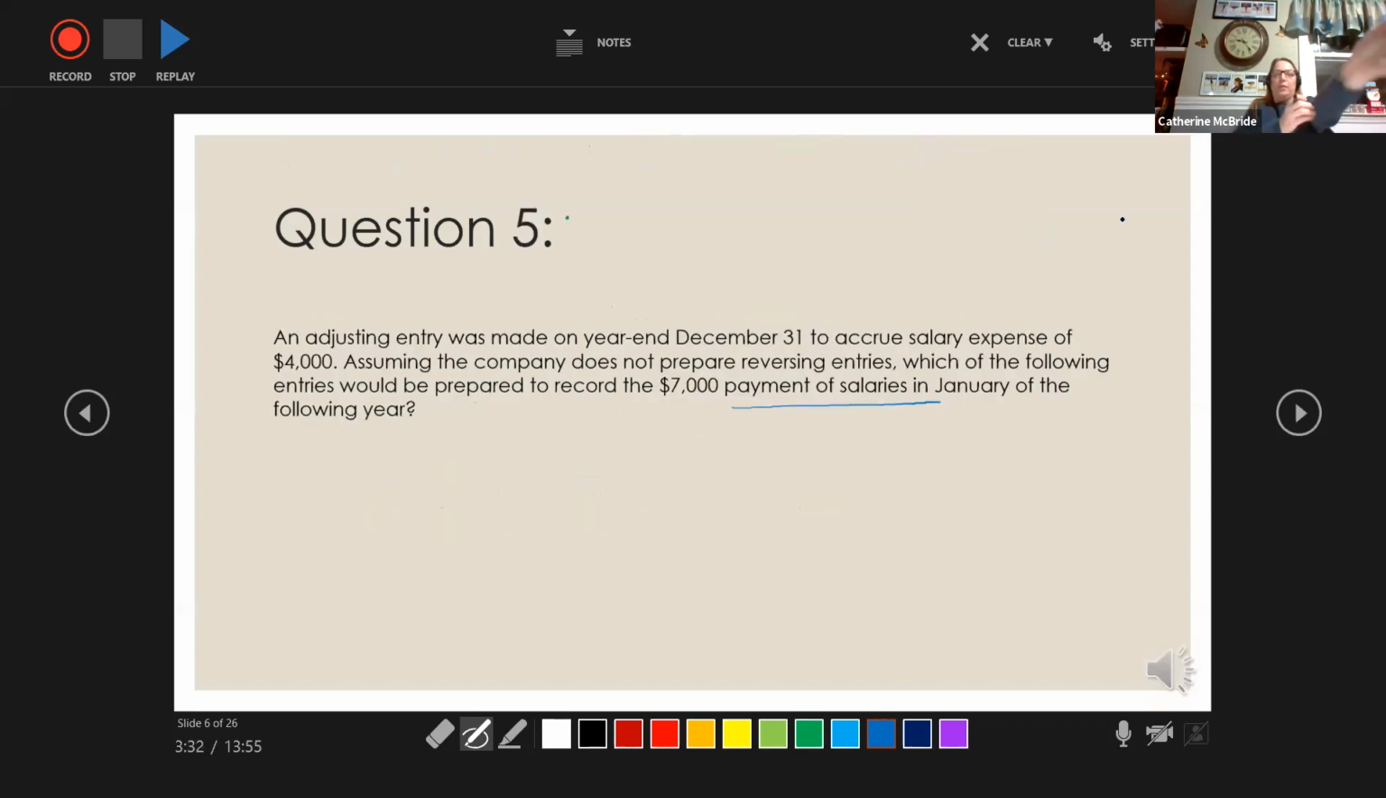All right, now to get payroll even a little bit more confusing, we have an adjusting entry that was made on December 31st to accrue salary expense of $4,000. So what we did on 12/31 is we recorded salary expense and salaries payable, so that was all in the right period for $4,000. That's where we stand before.